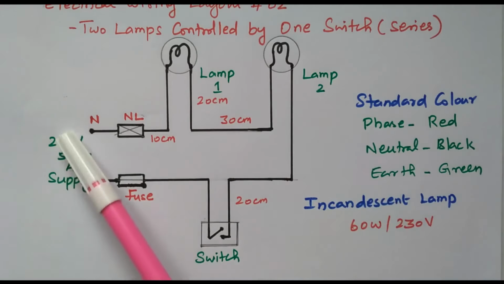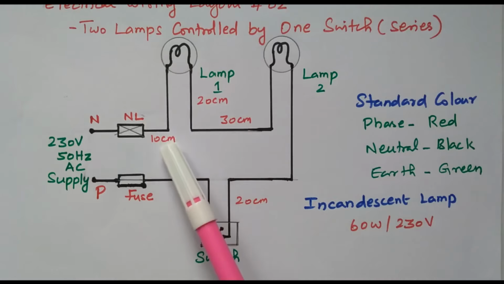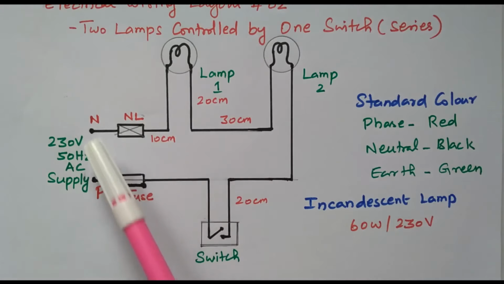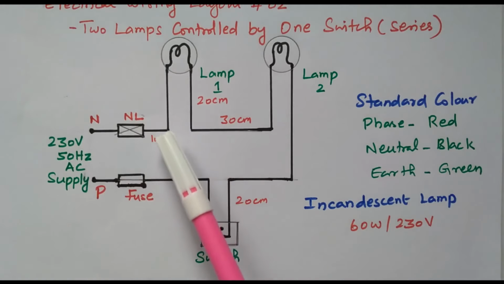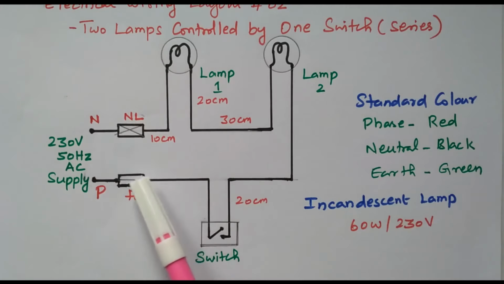So this is the supply terminal, the supply end. Normally the neutral is connected directly to the lamp. In the supply we have phase and neutral. Neutral is connected directly through the neutral link. This is called a neutral link. The phase is always connected through fuse and switch. The phase should not be connected directly. It should be connected through fuse and switch.